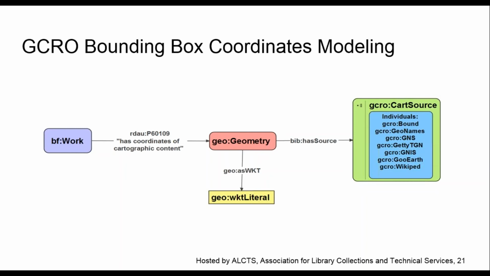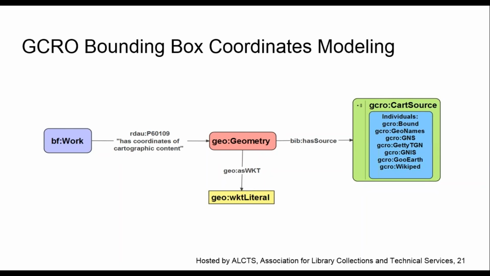In addition, the GCRO model also proposes to make an assertion as to the source of the coordinates that the geometry is coming from. So using the BIBFRAME property bf:source, the named individuals under the GCRO source are coming from a MARC list of cartographic data source codes. So it includes sources like the Klokan bounding box tool, which is a useful tool for deriving coordinates for maps that don't have the data on the map itself.